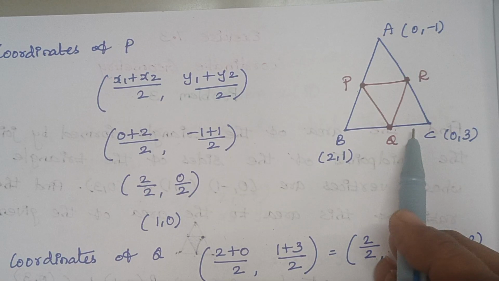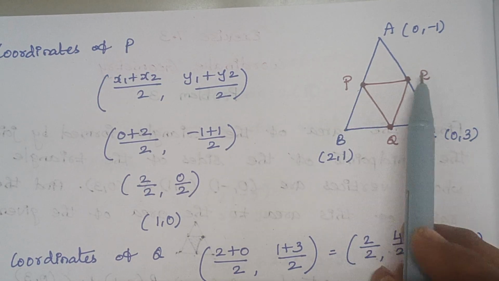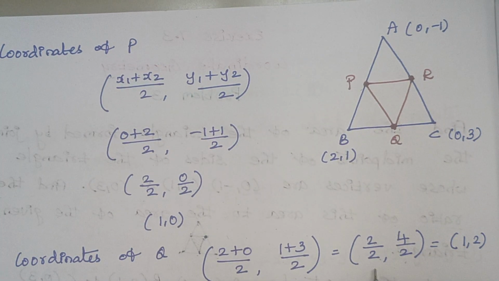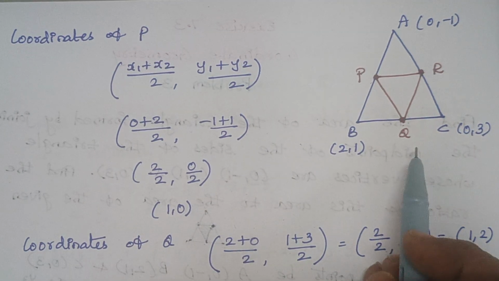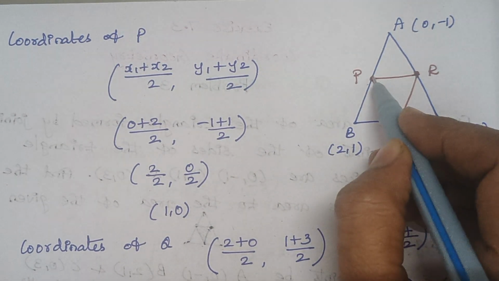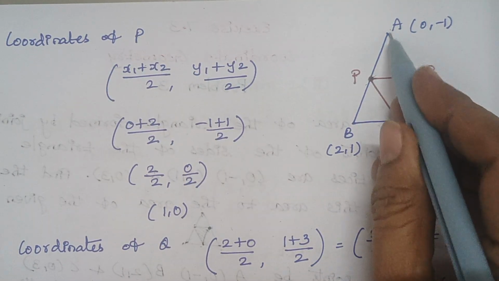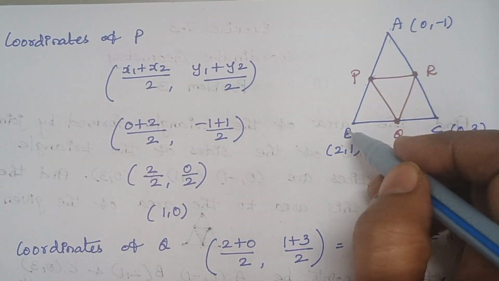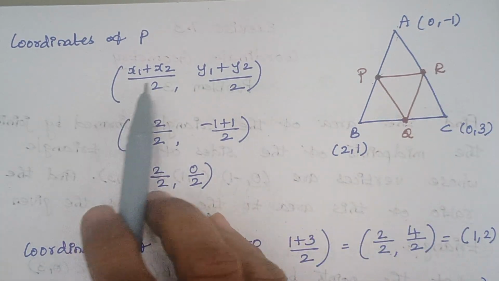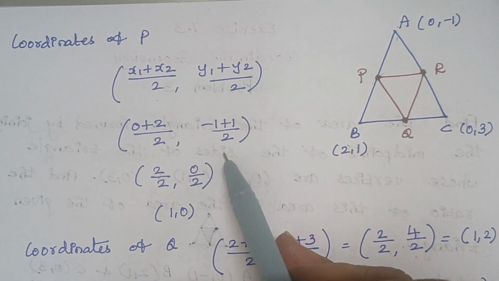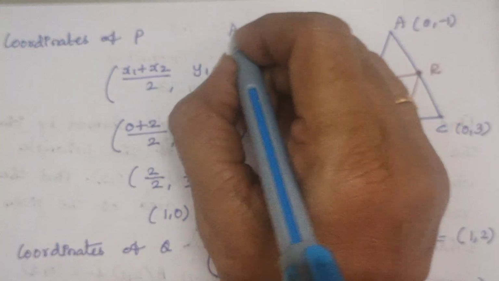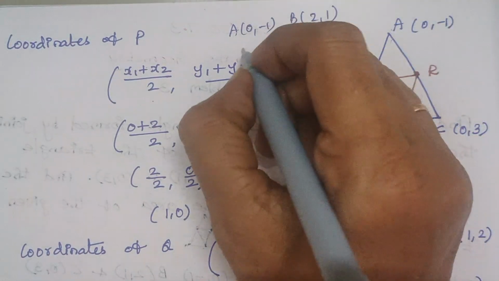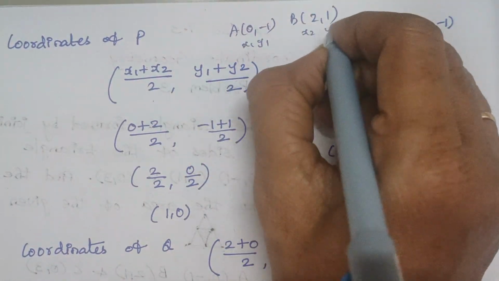Before proceeding with the area, we should know the vertices values of this triangle, right? We should know the value of P, Q as well as R. When you look carefully, in the question it is clearly given that the midpoint of the sides of the triangle. So this point P is the midpoint of the line AB. So what is the midpoint formula? It is x1 plus x2 by 2 comma y1 plus y2 by 2. So here what is A? A is 0 comma minus 1 and B is 2 comma 1, right? So this is my x1 y1 and this is my x2 y2.